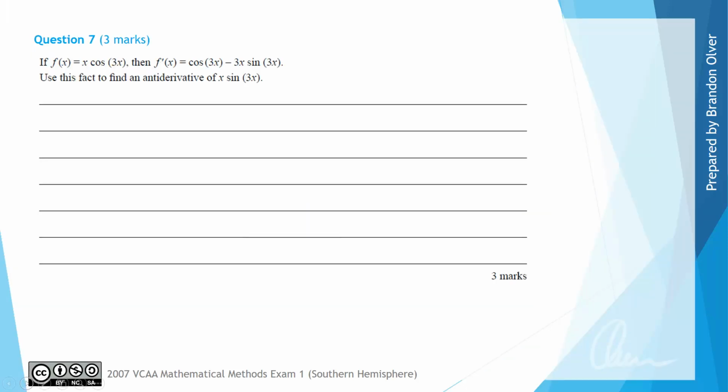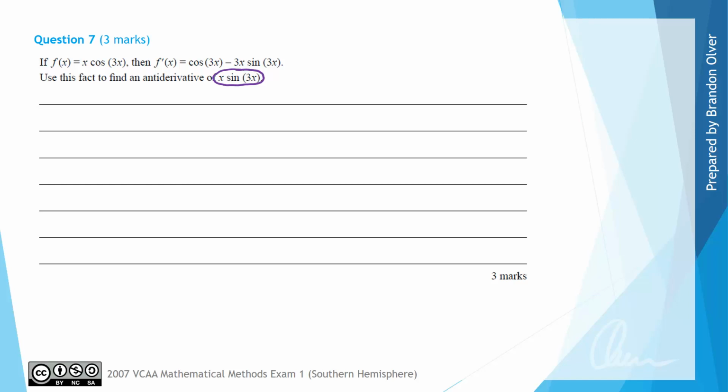So if f of x equals x times cos of 3x, then the derivative f dashed of x is equal to cos of 3x minus 3x sine of 3x. Use this fact to find an antiderivative of x sine of 3x.